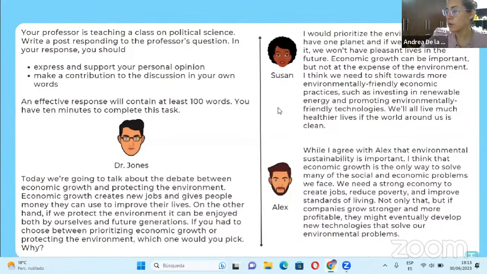And as usual, you have two sample responses of your two classmates. In this case, we have Susan and Alex. So Susan says that she would prioritize the environment and explains why she would do that. And Alex says that he would prioritize economic growth over the environment, and he has his explanation.